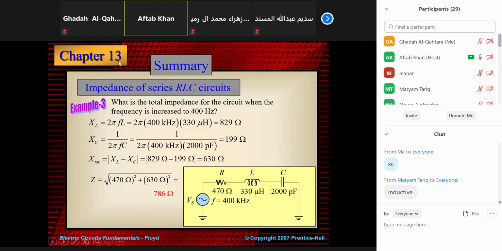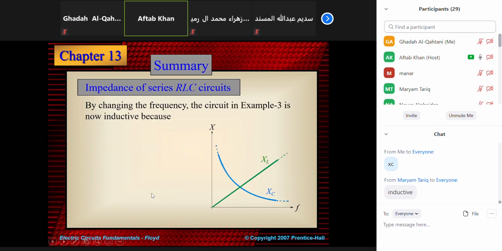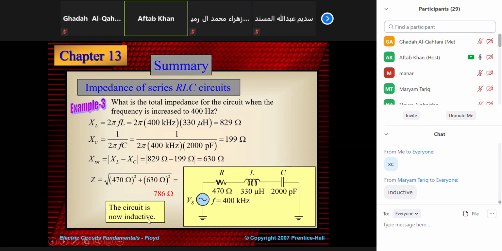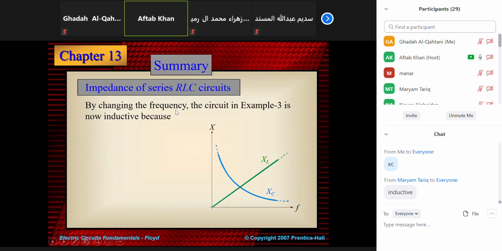Because it depends upon frequency, what I want to show here is that by changing the frequency, the behavior of the circuit also changes. This is the point actually. The circuit is now inductive because earlier the frequency was 100, now 400. By changing the frequency, the circuit in example 3 is now inductive because XL is greater than XC. We know that, right?